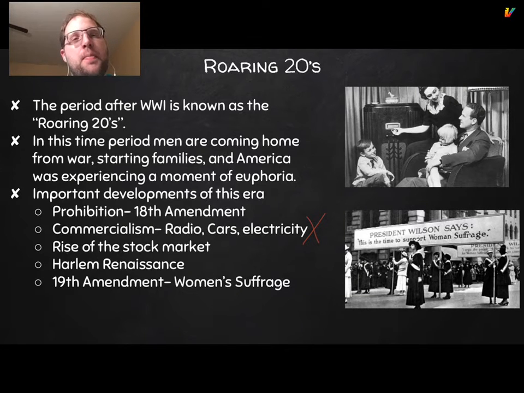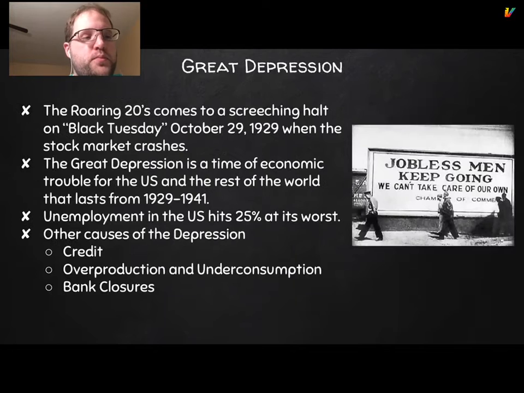And then the last thing that's really big in the 1920s you need to know is the 19th Amendment is passed, which gives women the right to vote. And that's obviously a great thing, but also a very big deal.